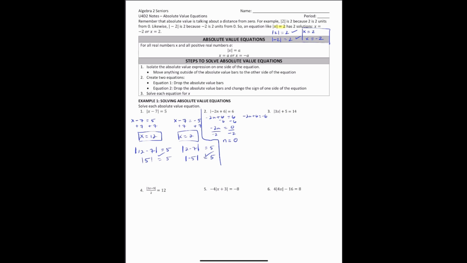All right? And then looking at the other equation, I'm going to subtract both sides by 6. Negative 2n equals negative 12. Then I will divide both sides by negative 2. So n equals negative 12 divided by negative 2, which is positive 6. So that's the other solution to this equation. So n equals 6 and n equals 0.